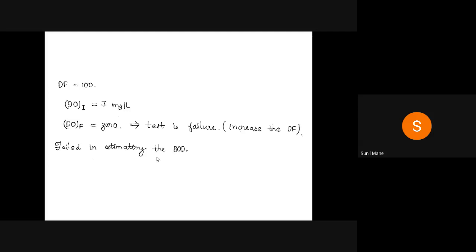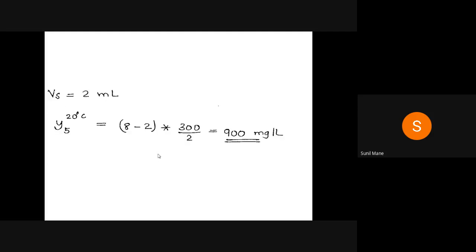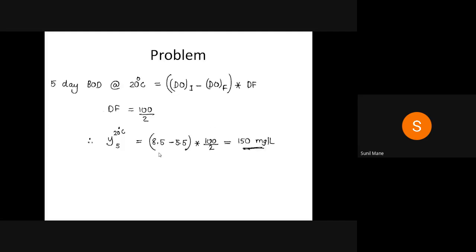We should not carry out the estimation of BOD with just one test. Right now, just for the sake of the problem, these details have been given, and based on these details we have found the results. But whenever we are going for laboratory estimation, we should not go for just a single reading. We have to go for multiple readings and multiple dilution factors, then we will come to one solution.